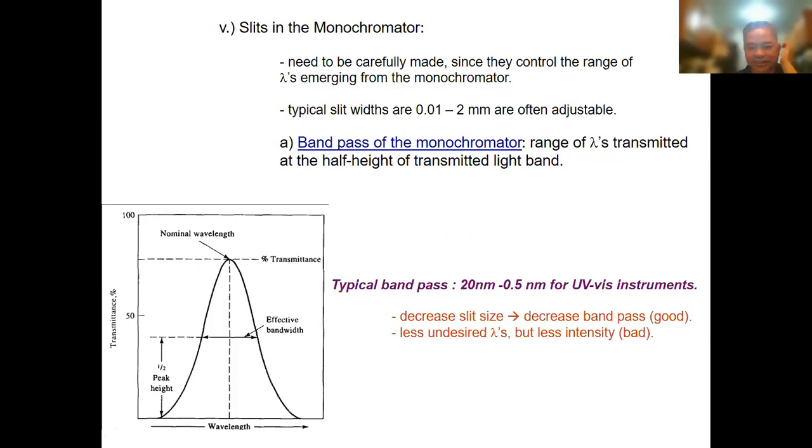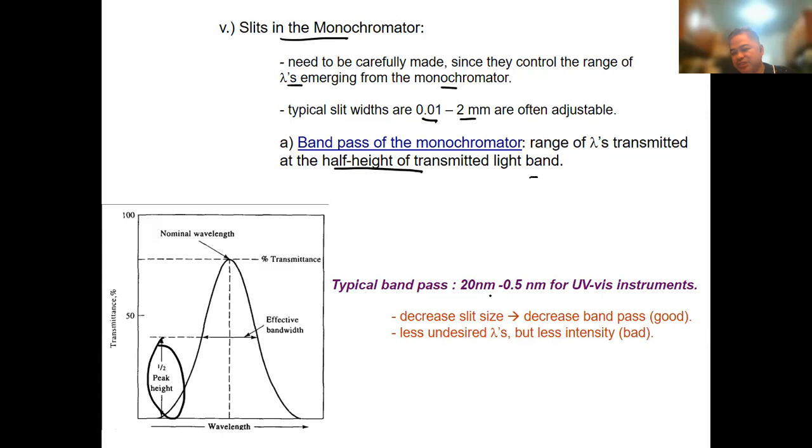And then we can also look at the so-called slits in the monochromator. You need to be careful. These need to be carefully made since they control the range of the wavelengths coming from the monochromator. So usually yung slits mo is from 0.01 to 2 millimeter, and it is adjustable. What the slits do is it's some sort of a band pass of the monochromator. So there's a range of wavelength that is transmitted, usually measured at half height of the transmitted light band.